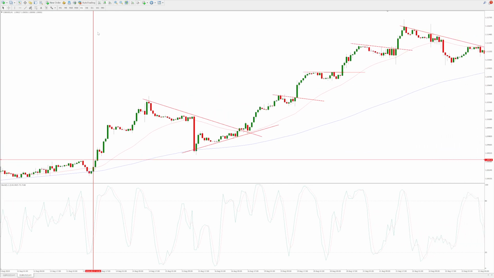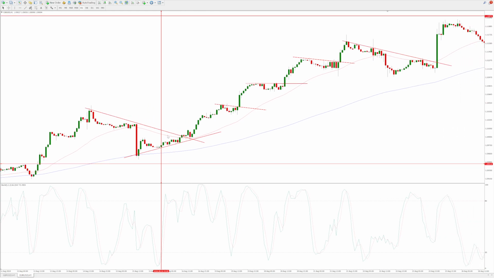Okay, then we wait for our pullback to the MA. Nice crossover of the stochastic main line and signal line below 20, so it's oversold. It would have been a great time to enter this trade, although saying that the price is still below the moving average. I mean, you're not leaving much on the table if you just wait for confirmation of this breakout here, which is, as I said, it's good to combine price action indicators, candlestick patterns, support and resistance, because there'll be instances where one may keep you out of trouble.